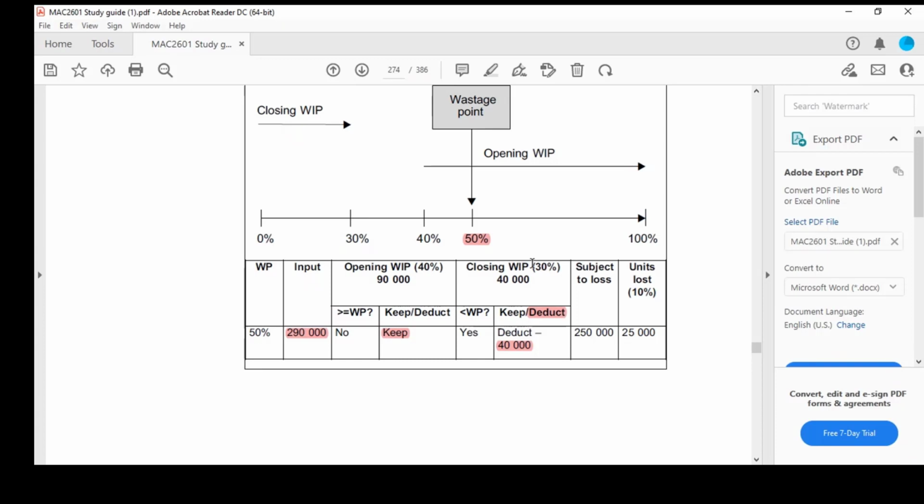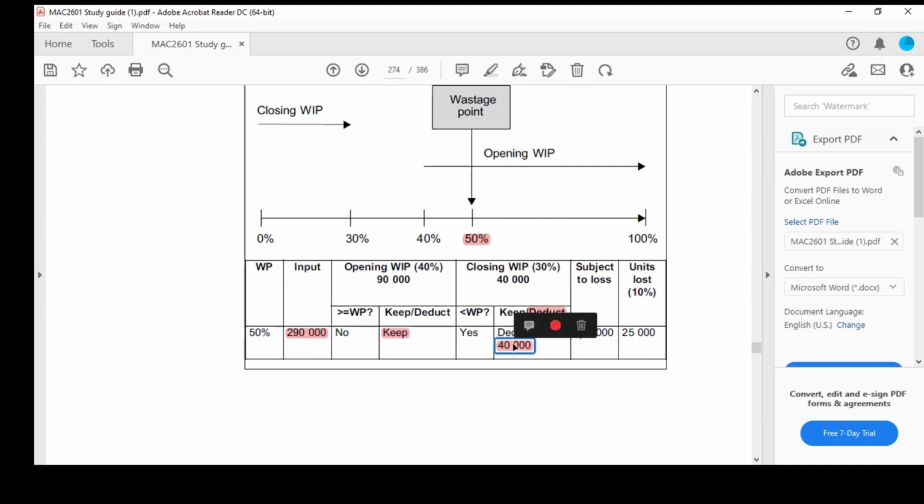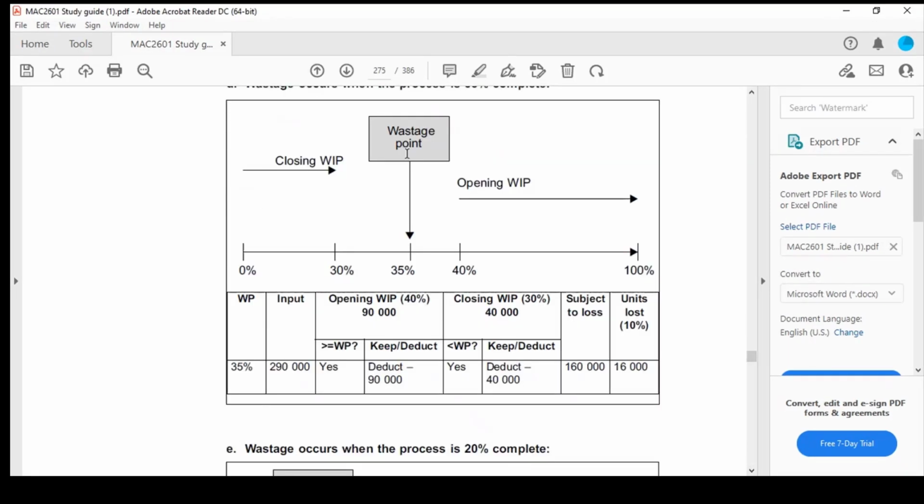Here, the closing WIP is less than the wastage point of 50%. 30 is less than 50%, so you have to deduct. If it was more than the wastage point, you keep. So you deduct it from the input. Input being 290 minus 40, you are left with 250,000 units that are subject to loss. How much would that loss be? 10% multiplied by 250 gives me 25,000.